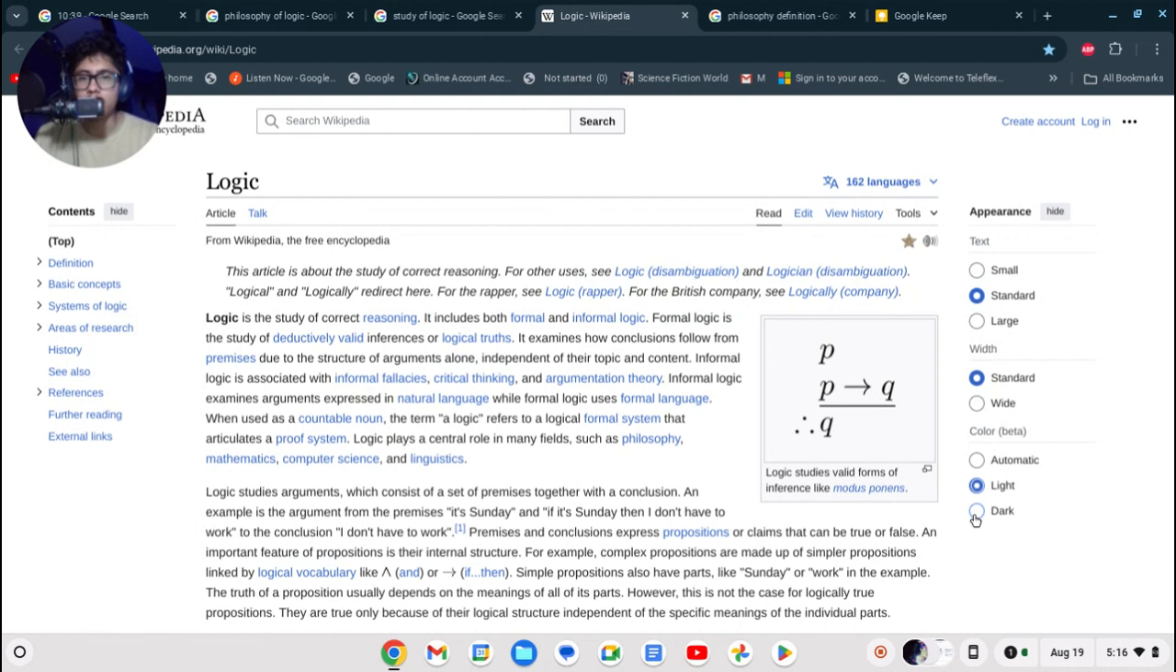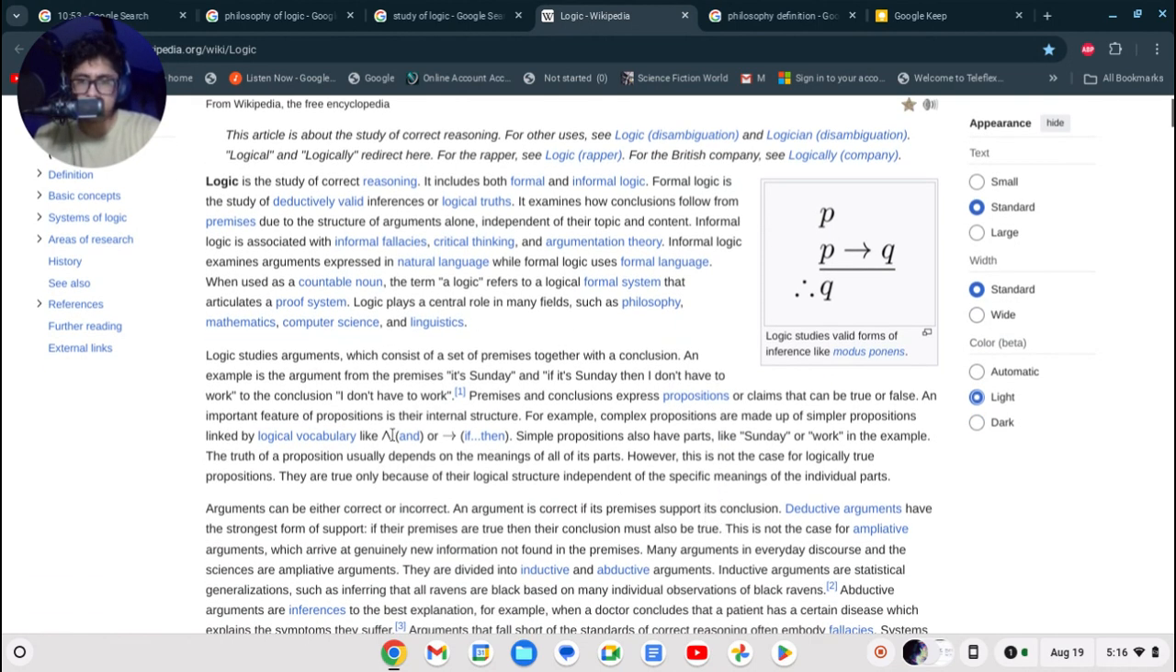Premises and conclusion express propositions or claims that can be true or false. An important feature of propositions is their internal structure. For example, complex propositions are made of simpler propositions linked by logical vocabulary like "and" or "if... then". Simple propositions also have parts, like "Sunday" or "work" in the example. The truth of a proposition usually depends on the meaning of all its parts. However, this is not the case for logically true propositions. They are true only because of their logical structure, independent of the specific meanings of individual parts.